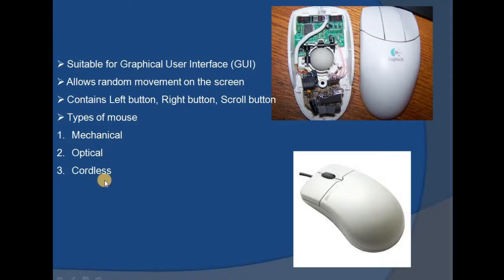Like I'm using the mouse here, so this is all operated by the mouse. Random movement is not possible with the help of the keyboard. So I can drag it, I can drop it. To do all this random movement, we use this mouse. It basically contains a left button, right button and scroll button. Even though the design of the mouse has changed, this feature is going to remain the same. So we have left button, right button, and then this scroll button.